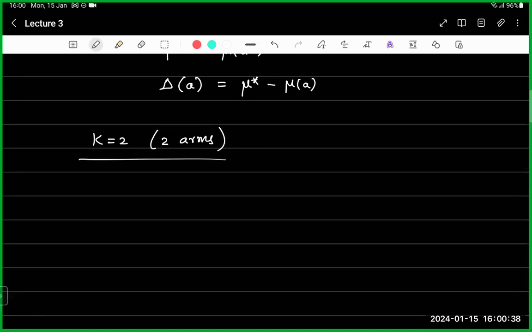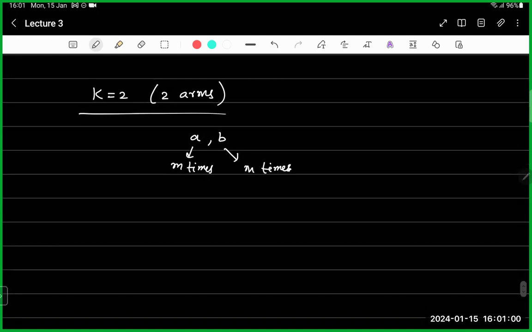So what are we doing now? We are playing arm, let's call them arm A and arm B. There are two arms, arm A and arm B. And we are playing each arm m times. This one we play m times, this one also we play m times. After that, we find mu bar of A and mu bar of B. And whichever has the highest sample average, we play that for the remaining rounds.